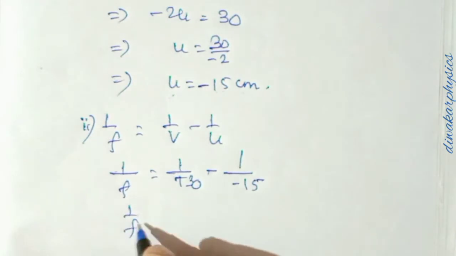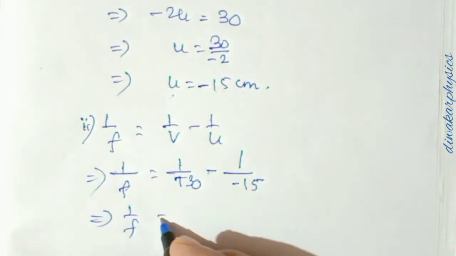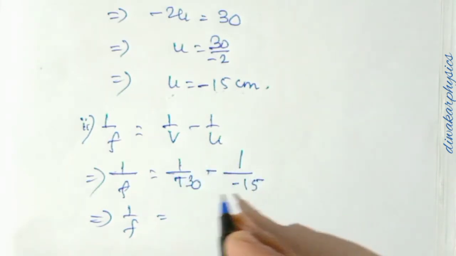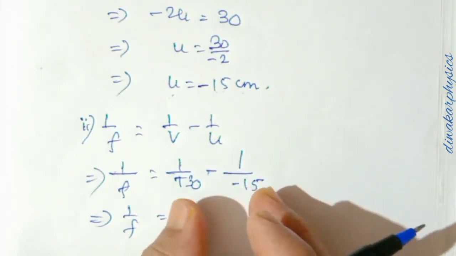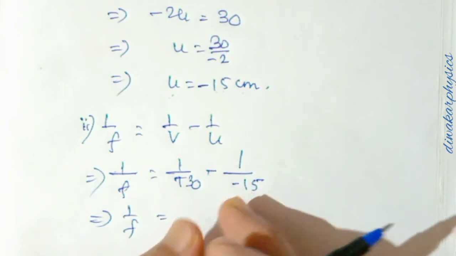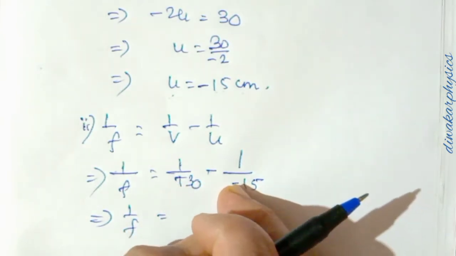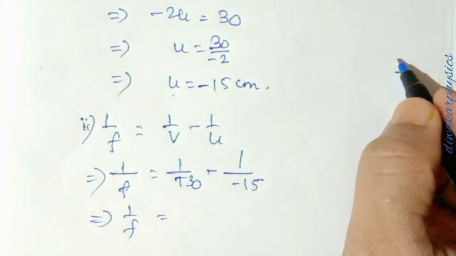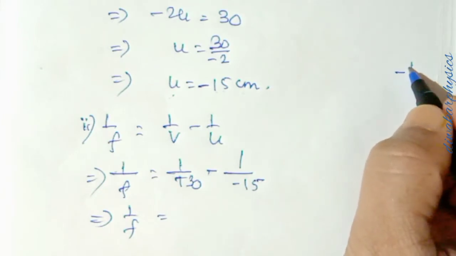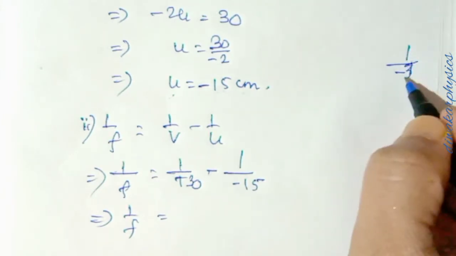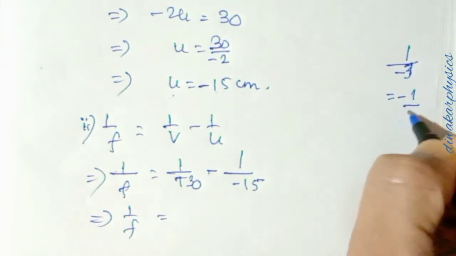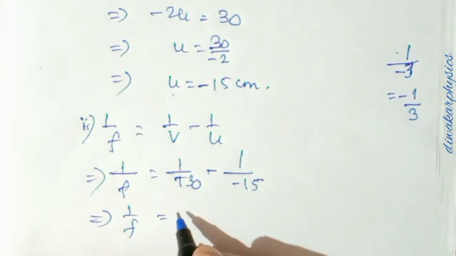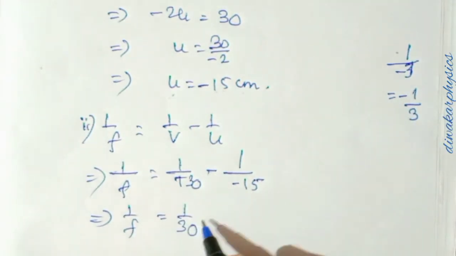So 1 by f equals to, so next after substituting these known values, what you will do, I suggest to take this negative sign from the denominator to the numerator. Okay, because you see minus, 1 by minus 3 is minus 1 by 3. So you can take this minus here, no problem, without changing the value. So 1 by 30, no problem.